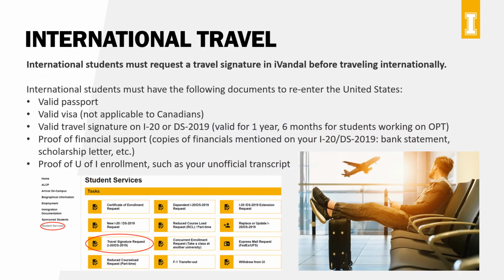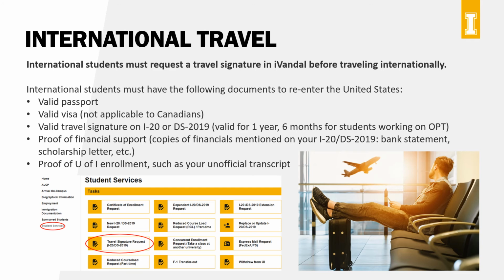The next thing to consider when maintaining your visa status is international travel. If you plan to travel internationally during the summer or winter break, you must remember to request a travel signature in iVandel before you depart. Travel signatures can be requested under the Student Services tab in iVandel. I recommend that you request the signature at least 2 weeks before your departure.